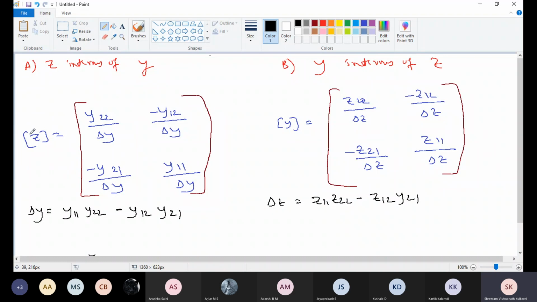These are the final results for Z in terms of Y and Y in terms of Z. How we derive this, I'm going to post in Google Classroom. Generally they are not going to ask the derivation, but they might ask problems. Now directly we'll jump into a simple problem on Y parameters. First we'll solve a simple one.